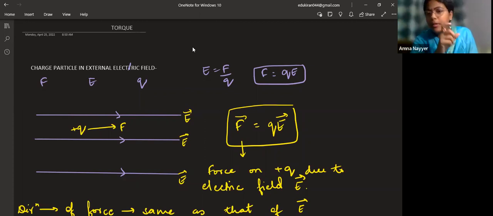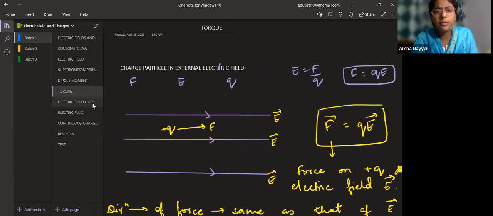P cross E means P is the dipole moment, E is the electric field. So P cross E, or PE sine theta. That's what you have to remember. Otherwise, no other detail is important for you because it's not a theory paper.